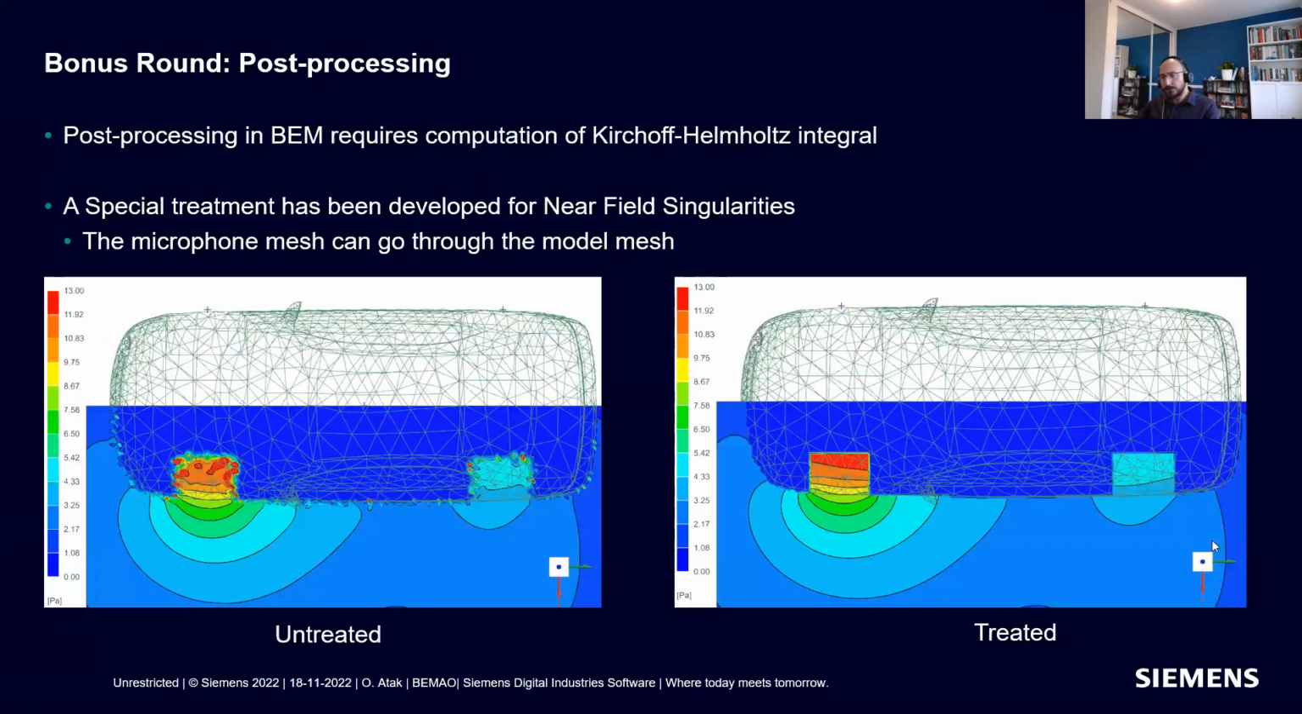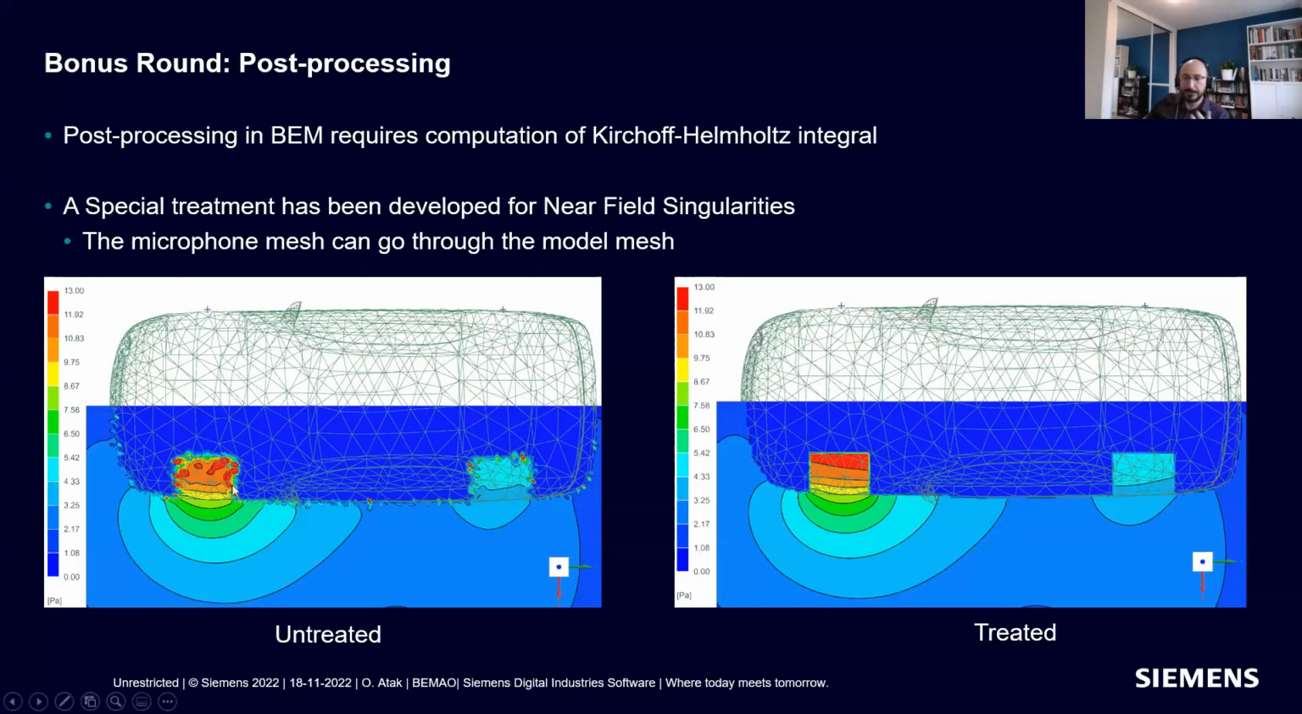All right, a bit of a bonus round. Once you solve, when you're post-processing, you write the Kirchhoff-Helmholtz integral equation. If your field point is very close to your surface, it's what they call the near field singularity problem. It's very nasty. It's been there forever. And here, because you're also having large elements, this becomes even more pronounced. But we also have a solution for that.